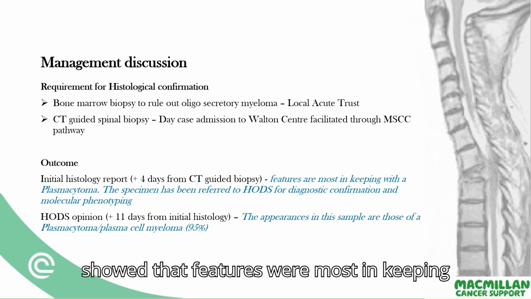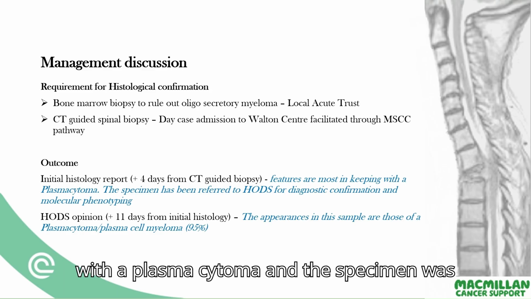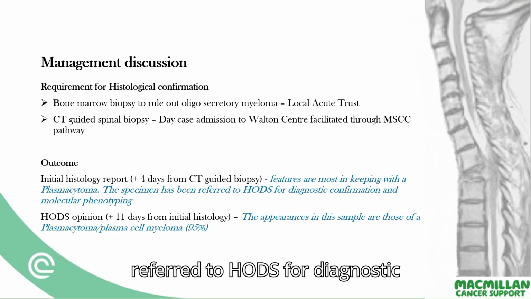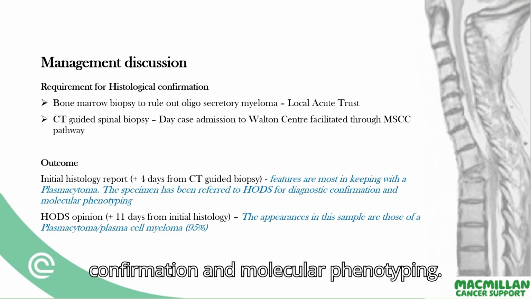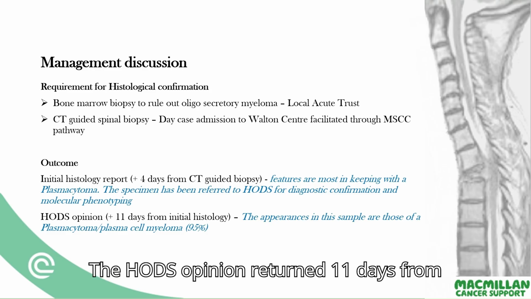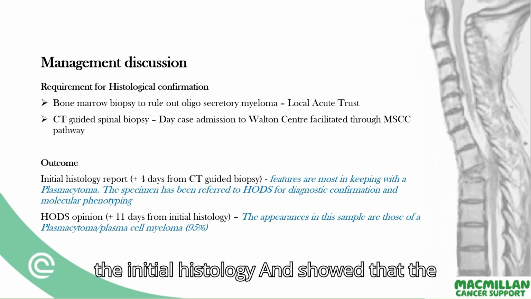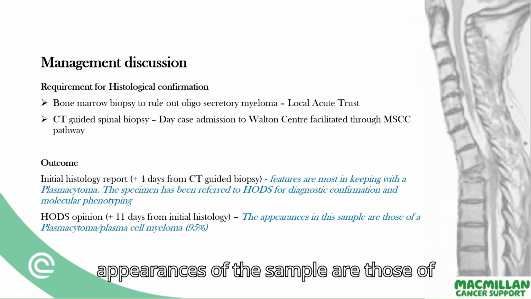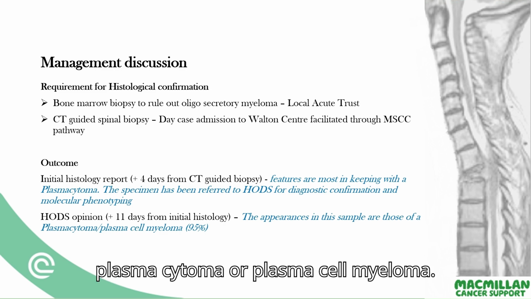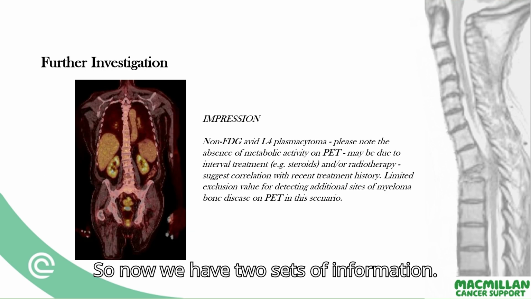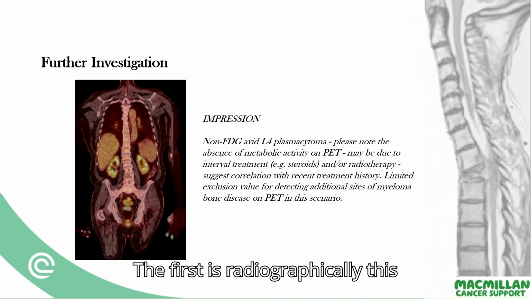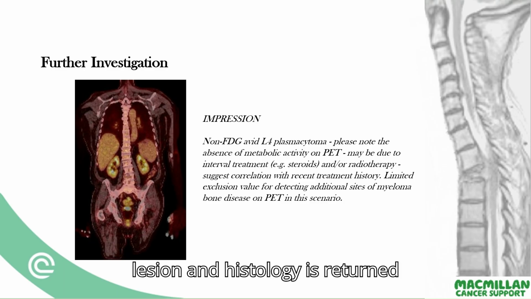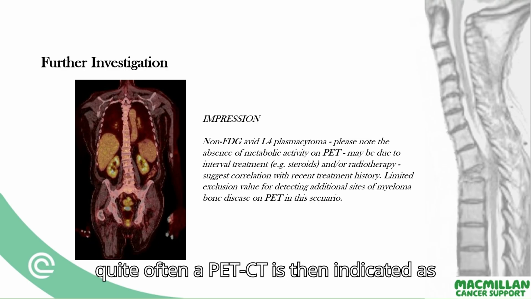That showed that features were most in keeping with a plasmacytoma, and the specimen was referred to HODS for diagnostic confirmation and molecular phenotyping. The HODS opinion returned 11 days from the initial histology and showed that the appearances of the sample are those of plasmacytoma or plasma cell myeloma. So now we have two sets of information. The first is radiographically, this appears to be a solitary L4 lesion, and histology is returned suggesting this is potentially a solitary plasmacytoma. So quite often a PET-CT is then indicated as part of the workup.